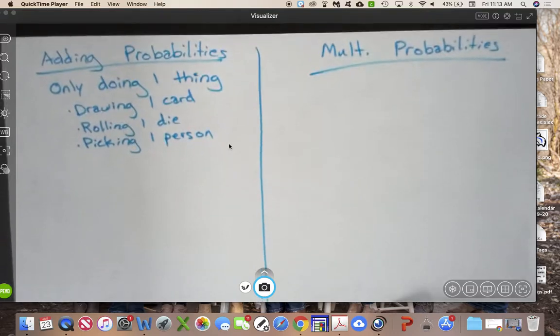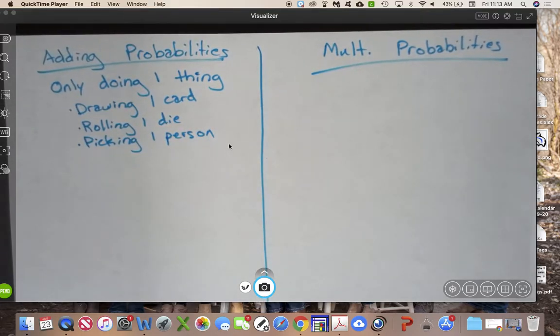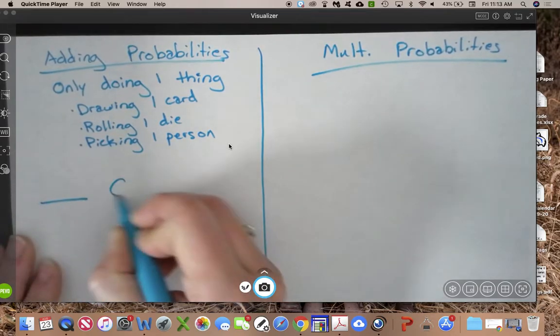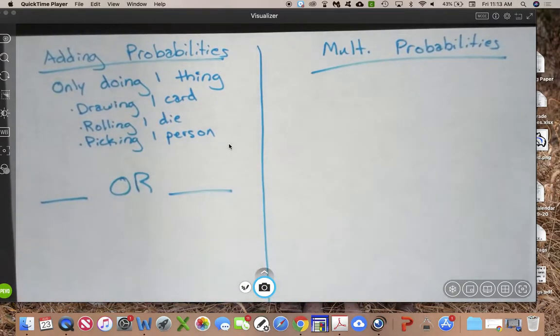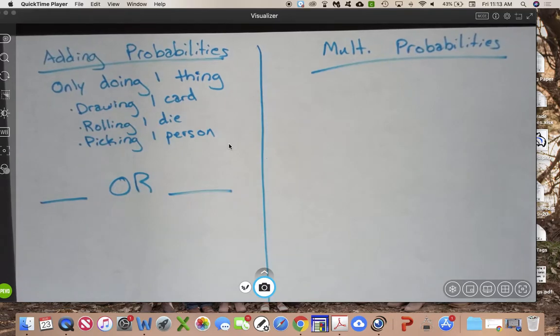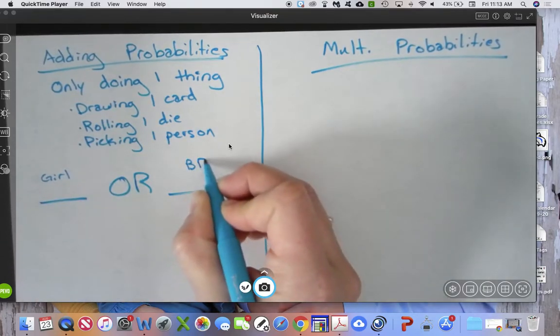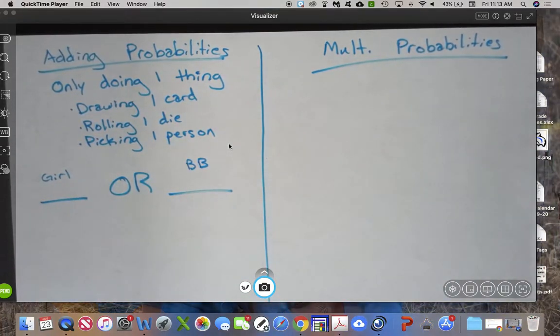But within that one thing, you have two categories. You have this or that. Something or something. So this would be like girl or basketball player, right? Girl or basketball player. All right?